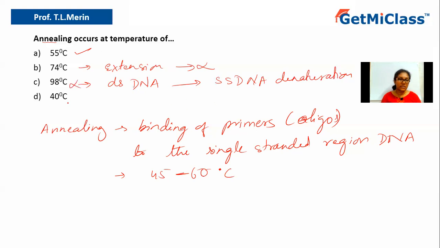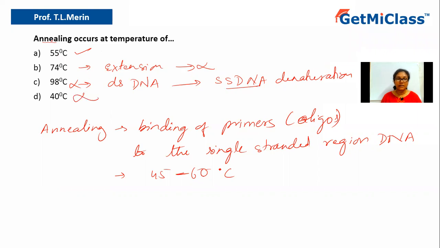Then option D says 40 degrees Celsius. So at 40 degrees Celsius, what can happen? Most probably the single stranded DNA can undergo renaturation and form double stranded DNA again. Hence it is ruled out.